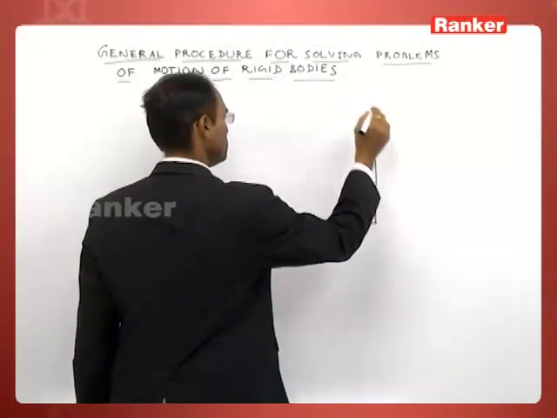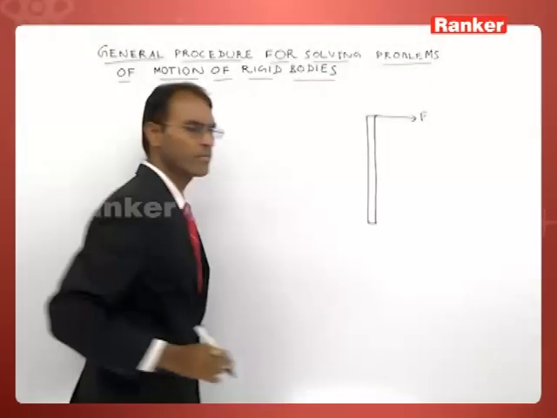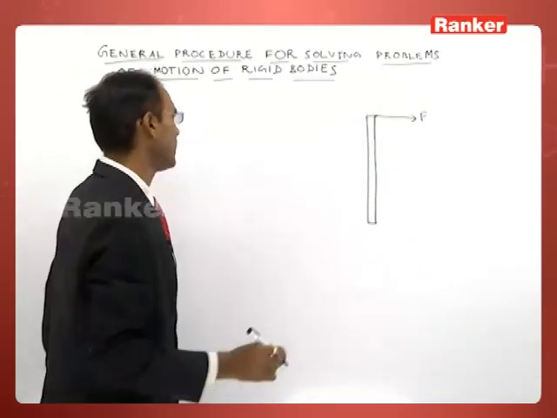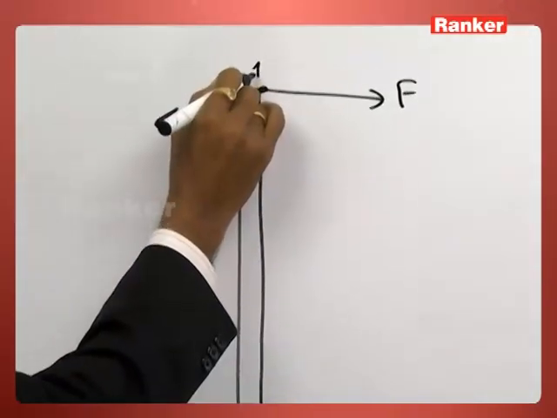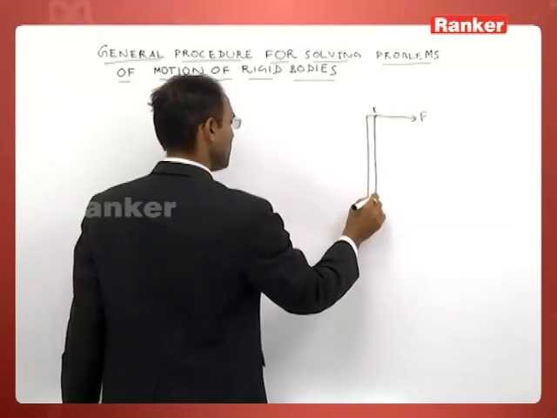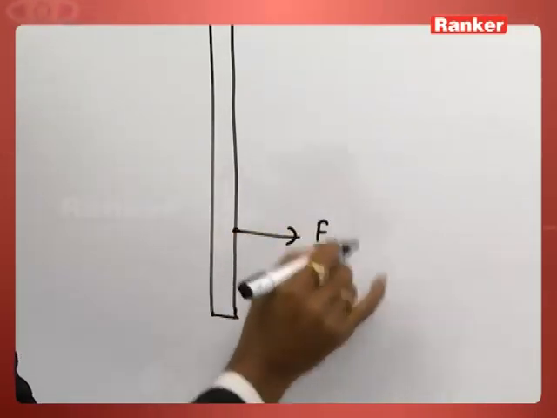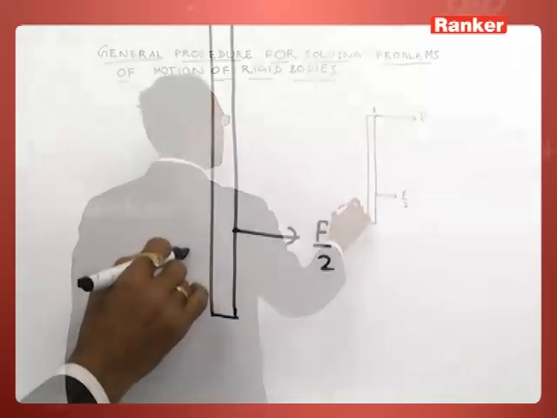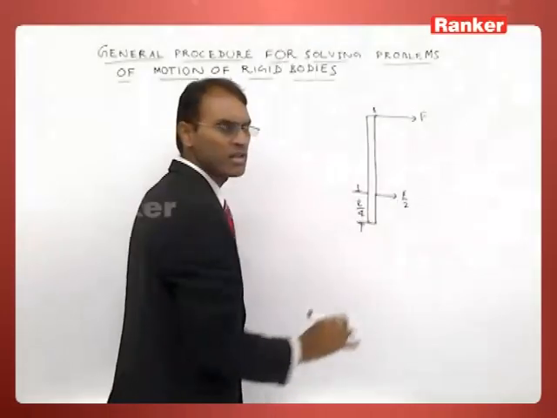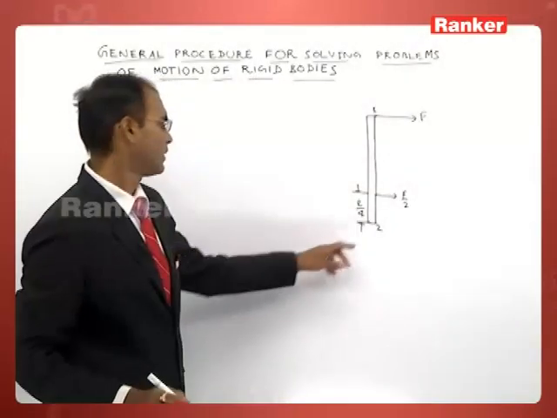Take a rod. Let us assume that a horizontal force F is acting at the end of this rod, at end 1. Another force is acting at this point, that is F by 2. This is at a distance of L by 4 from the end 2 of the rod.